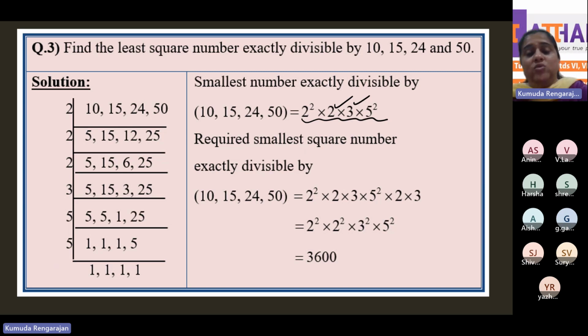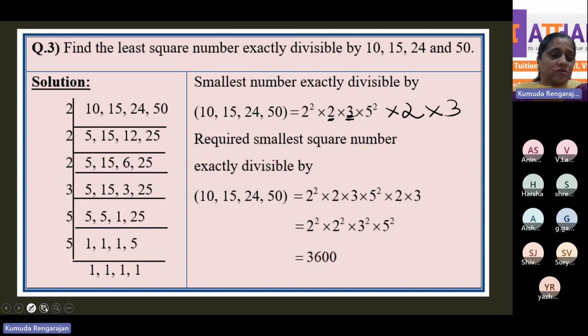So how do you make it a square number? You need to introduce one more 2 and one more 3, so that 2 becomes 2 square and 3 becomes 3 square. The others are fine. This is 2 square, this is 5 square. Only for those which do not occur in pairs. So there is this 2 alone, this 3 alone. So you need to make this 2 square by multiplying by 2 and this 3 square by multiplying by another 3. So you need to multiply by 6.